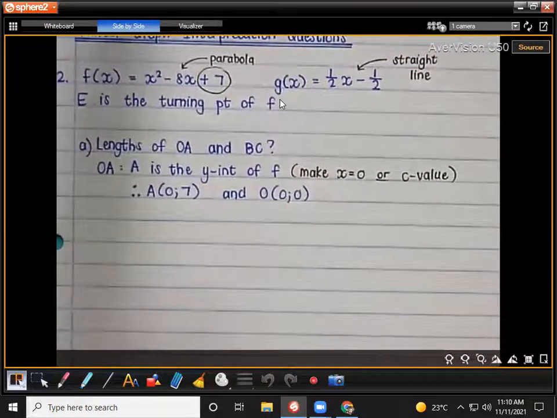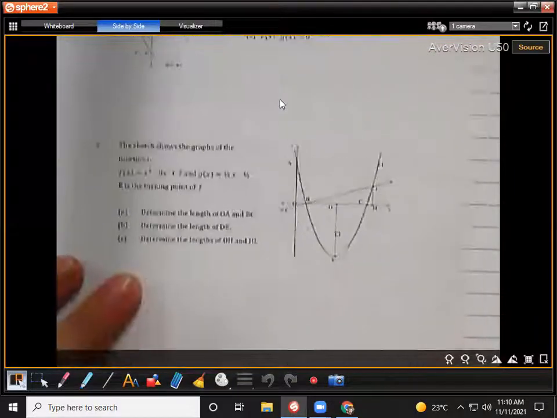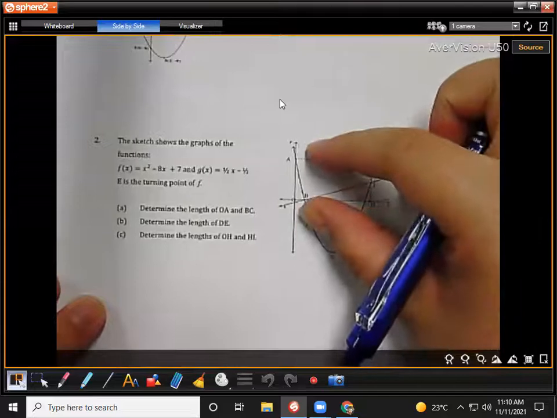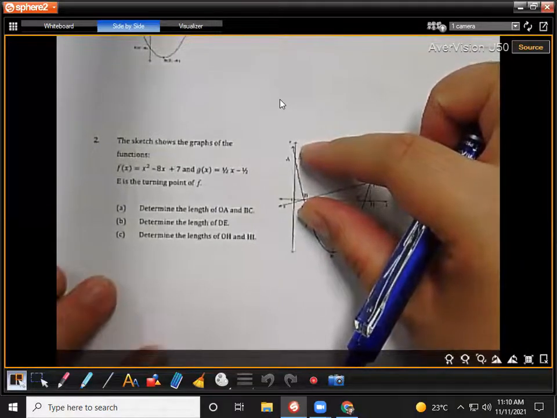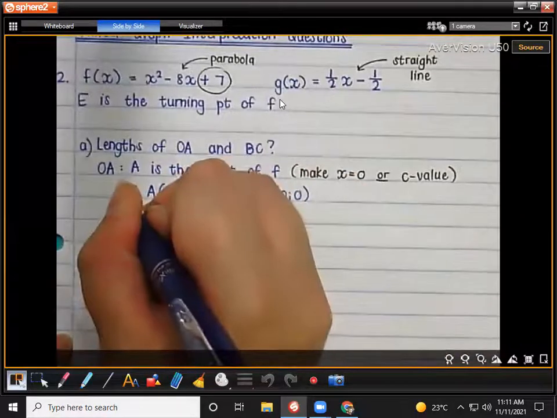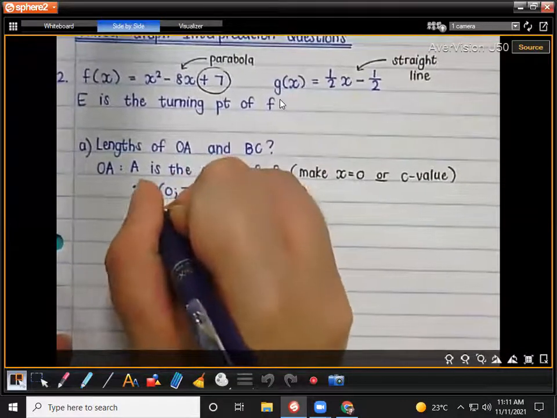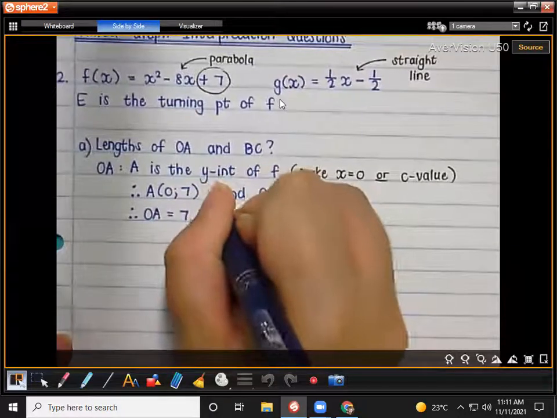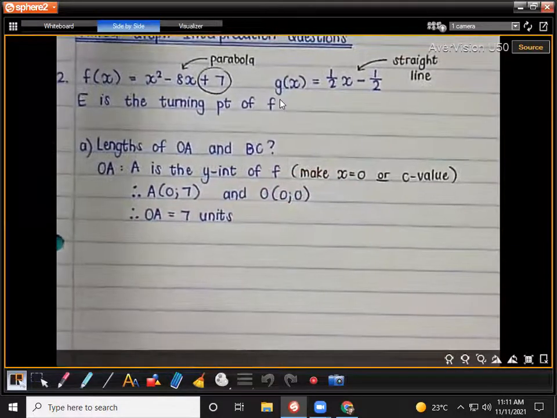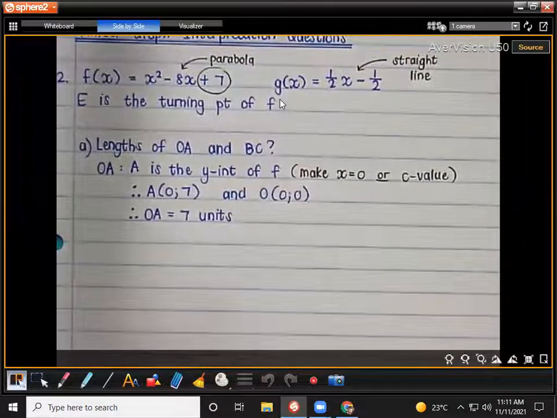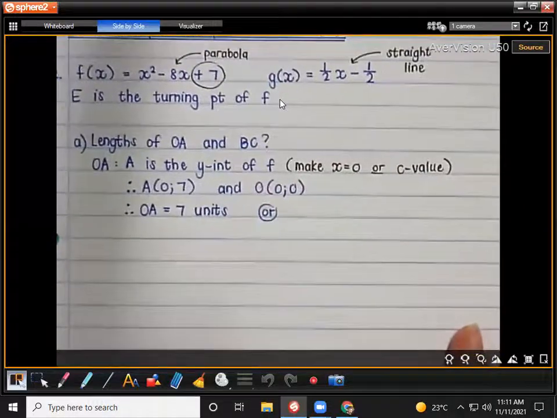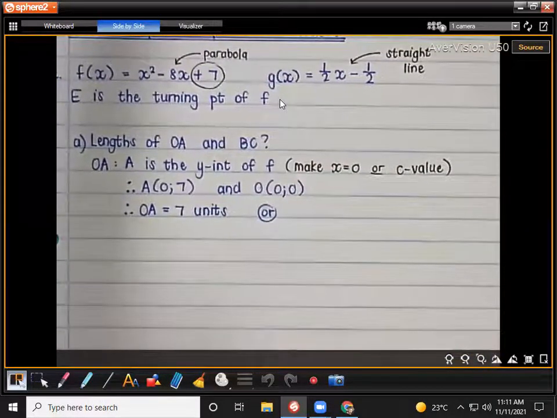Now, if we're going back to the graphs, if that is 0 and that is 7, what is the length of that line, that section of the y-axis? 7 units. All right. So therefore, OA is equal to 7 units. Or if you couldn't tell from the graph, maybe you had complicated values, you could actually work it out using a little formula. Because it's a y length, right?